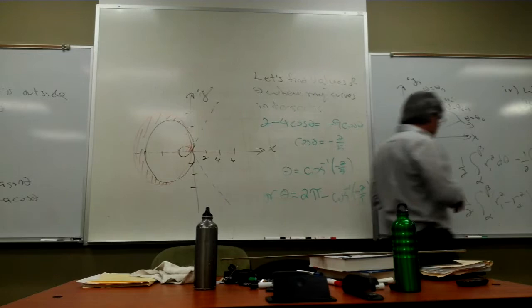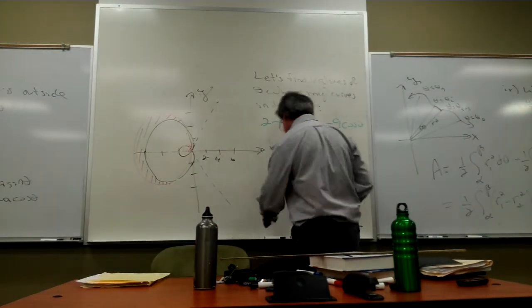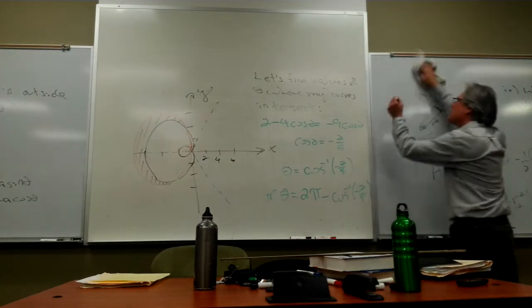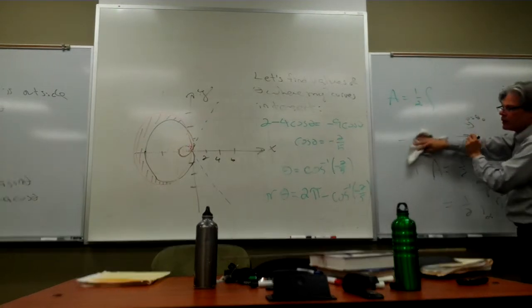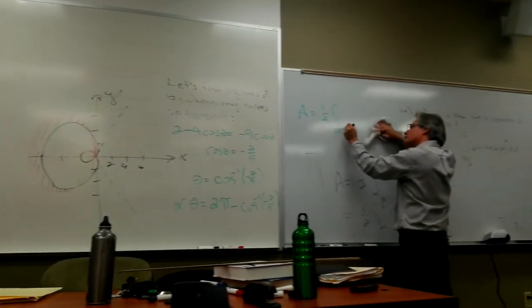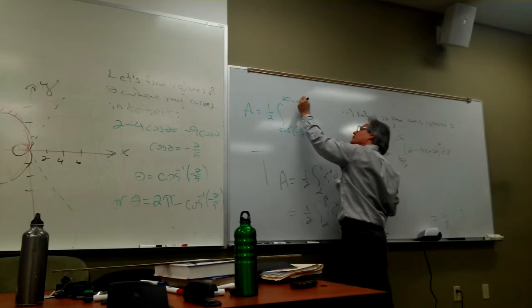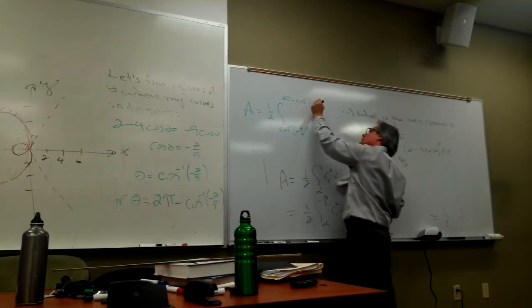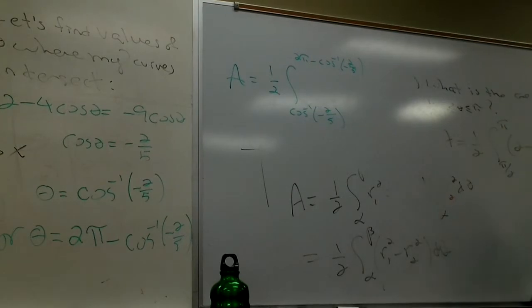Okay, now that we're on a roll, let's set up our integral. I think my area is going to be 1/2 times the integral from inverse cosine of negative 2/5 to 2 pi minus inverse cosine of negative 2/5. Is that different from just minus cosine? Because 2 pi is 0, right?